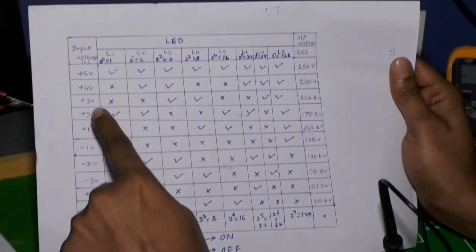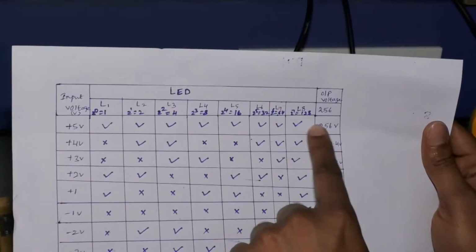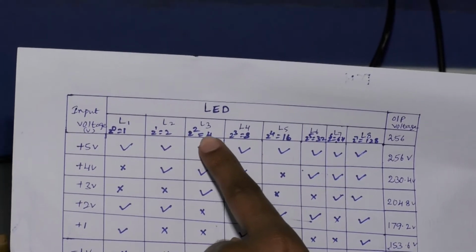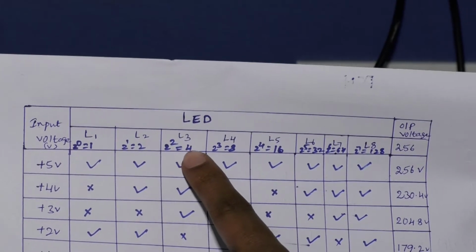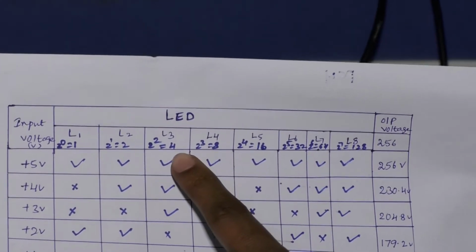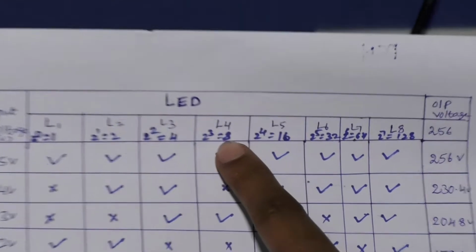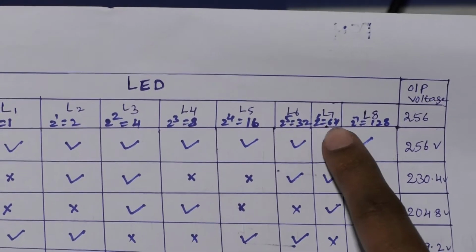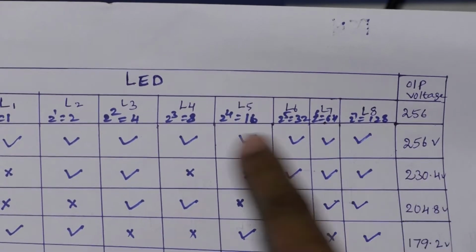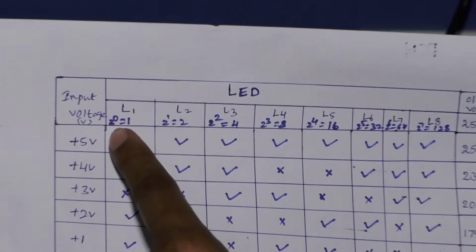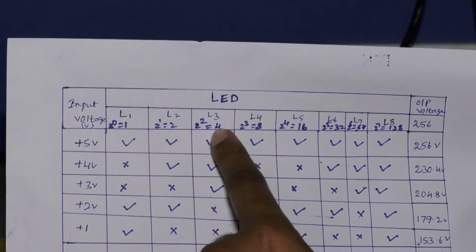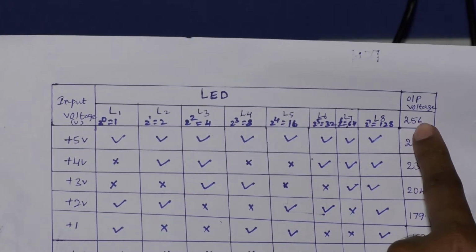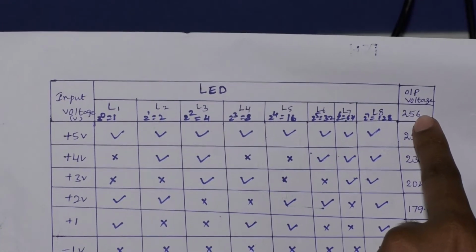See here, for plus 5 volts, all LEDs are on. The first LED has the value 2 power 0, that is 1, the second LED is 2 power 1, that is 2, the third is 4, and the next ones are 8, 16, 32, 64 and 128. If all LEDs are on, you add the values 1, 2, 4, 8, 16, 32, 64 and 128, and you will get 256 as the output voltage.